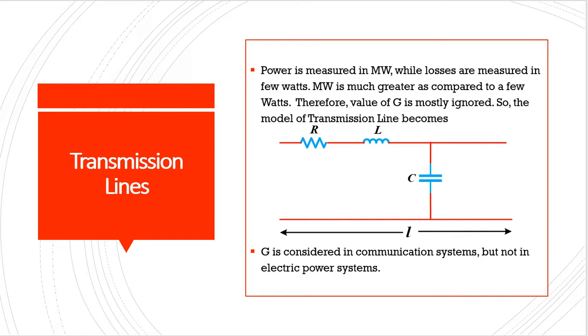Because the losses are in few watts and the power is measured in megawatts, right? So we have to ignore it. Moreover, I have told you in the previous lecture that the dirt factor can be considered, as well as the humidity and temperature factors, but there is not any appropriate method that has been introduced till yet in order to calculate these different factors, right? So therefore we mostly ignore G while considering the power systems, right?